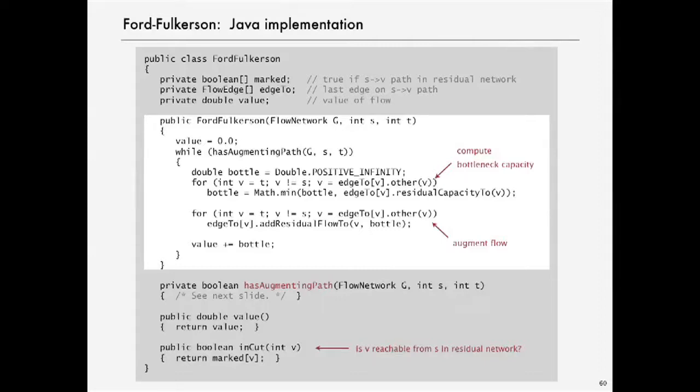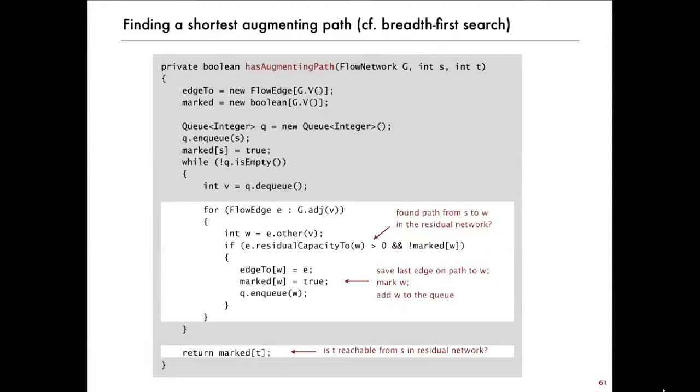So now all we have to do to finish is to look at hasAugmentingPath, which is the graph search in the residual network. And for this example, we'll use breadth first search, although the other search algorithms that we've studied can be adapted in the same way, depth first search, or using a priority queue as in Prim's algorithm or Dijkstra's algorithm. So we have our standard edge-to and marked arrays. And we're going to have a queue which is going to contain the vertices that we've encountered but not yet visited. We'll put the source on there.